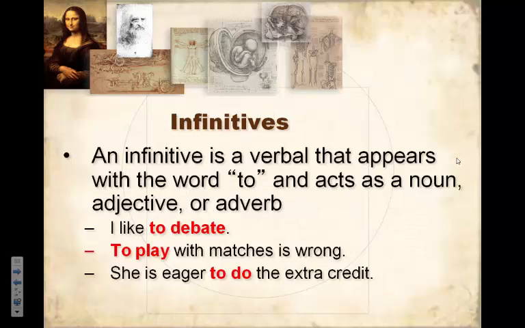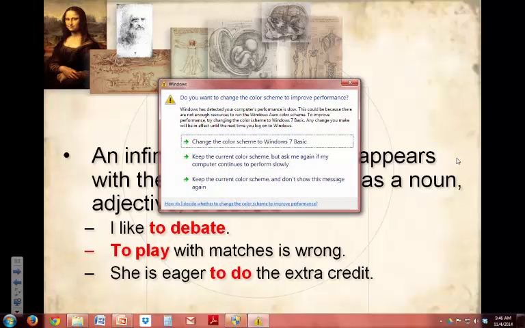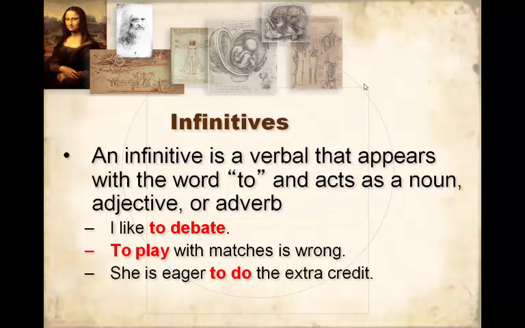Okay, and just a quick review. We talked about infinitives with prepositional phrases, but we didn't talk about them specifically as verbals. So an infinitive is a verbal that appears with the word to and acts as a noun, adjective, or adverb, which we already talked about. So for example, I like what? To debate. So that is functioning as a direct object. To play with matches is wrong. Here it's the subject. She is eager to do the extra credit. Okay, she is eager to do the extra credit. So that's just a recap of infinitives.